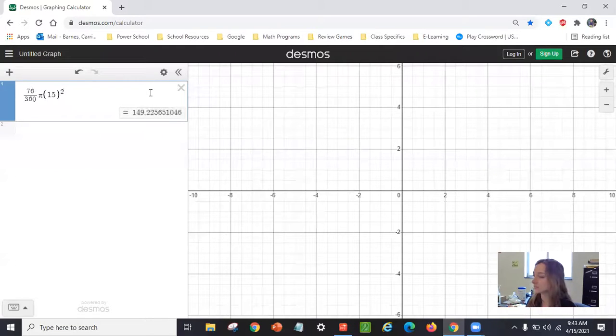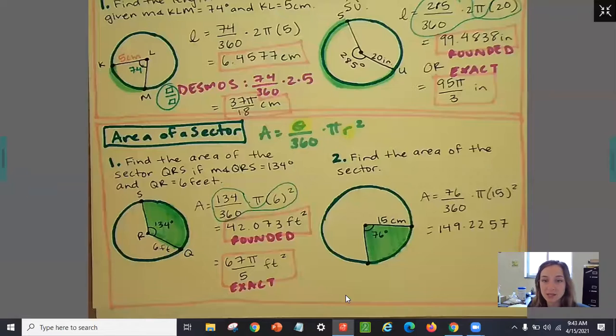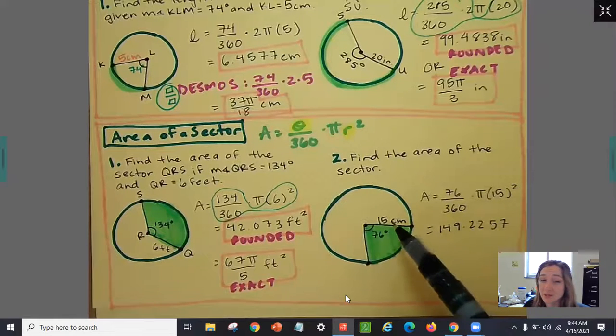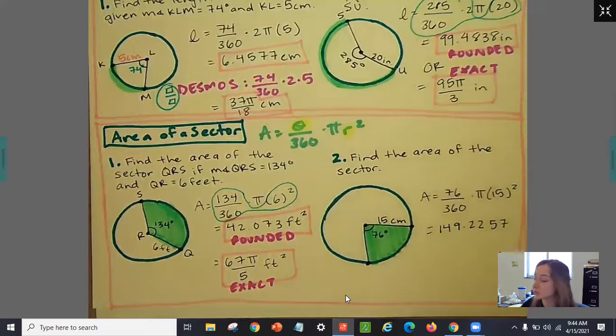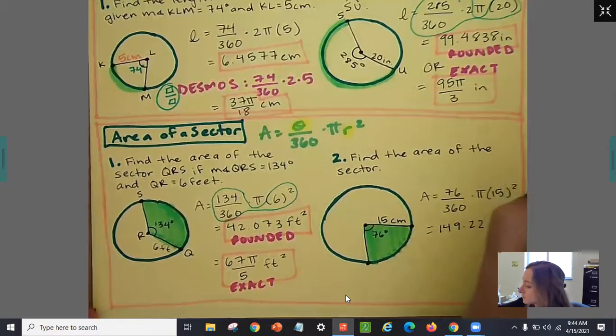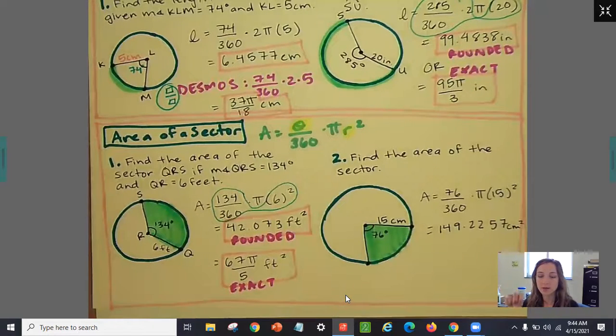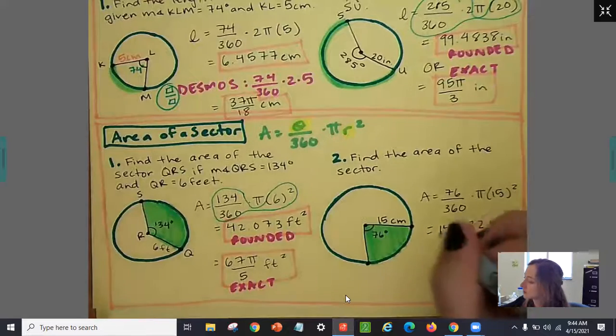Okay, we're going to get this answer, 149.22, and let's just say 57. And I'm not rounding this to specific places. I'm just kind of rounding to whatever I feel like rounding to. So let's look back here. This was centimeters, but we squared the 15 that had the centimeters on it. So that means this is going to be centimeters squared. Okay, this is our rounded answer.